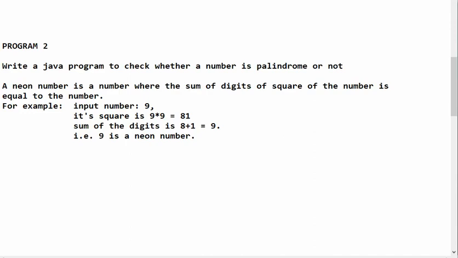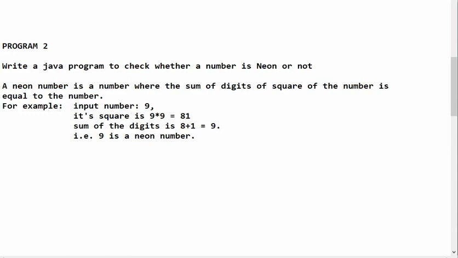Our next Java program: we are going to write a Java program to check whether a number is neon or not. A neon number is a number where, suppose we have taken a number from the user and we made a square of that number. After making the square, if we add the digits of that squared number, and if it becomes equal to the original number, then we can say that it is a neon number.